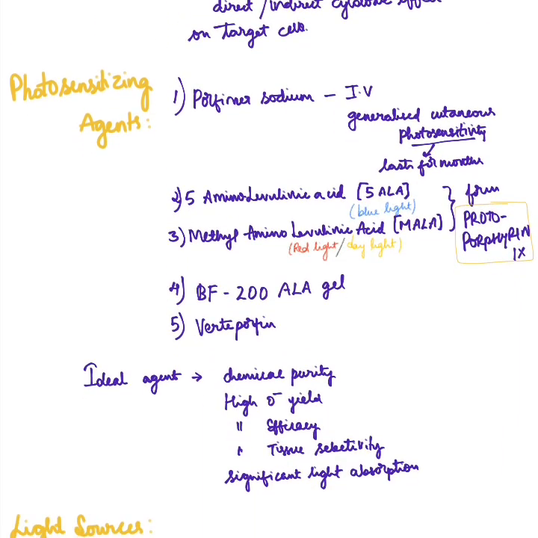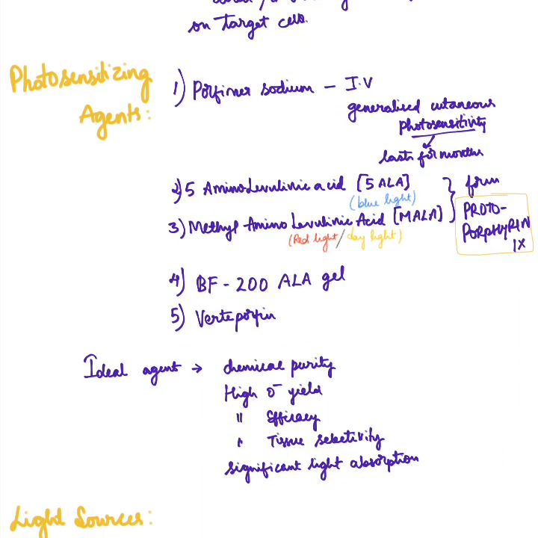Coming to the photosensitizing agents that are used, first is porfimer sodium. It is given intravenously and it produces generalized cutaneous photosensitivity that lasts for months. Then there's 5-aminolevulinic acid, 5-ALA, which absorbs blue light. Then methyl aminolevulinic acid, MAL, which absorbs red light as well as daylight. Both of these form protoporphyrin IX, which is the photosensitizing agent here. Then BF-200 ALA gel and verteporfin.